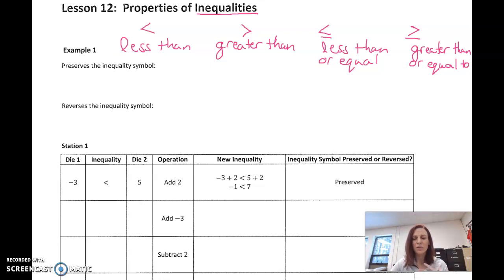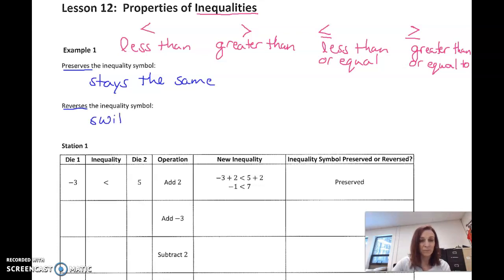Okay, so a couple other terms we need to be familiar with that we're going to be talking about today, because again, we're just talking about properties of inequalities today. We'll get into solving them and graphing them later on. But we're going to be talking about the words preserving and reversing. If we say we preserve the inequality symbol, it stays the same. I want you to write this down. If I say it's preserving the inequality symbol, it stays the same. It doesn't change. Whereas if it reverses the inequality symbol, it switches directions.